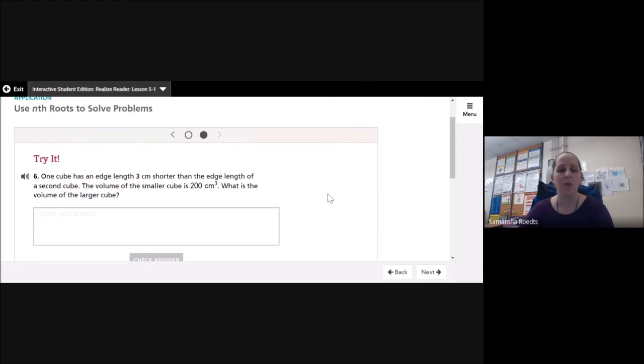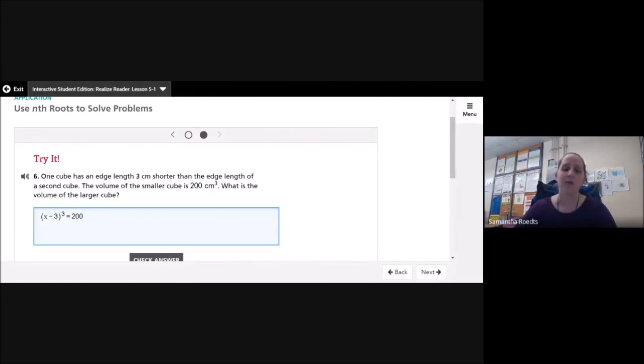Okay. So one cube has an edge length 3 centimeters shorter than the edge length of the second cube. The volume of the smaller cube is 200 centimeters cubed. What is the volume of the larger cube? So that's the smaller cube, so x minus 3 cubed equals 200, because that's the smaller cube.